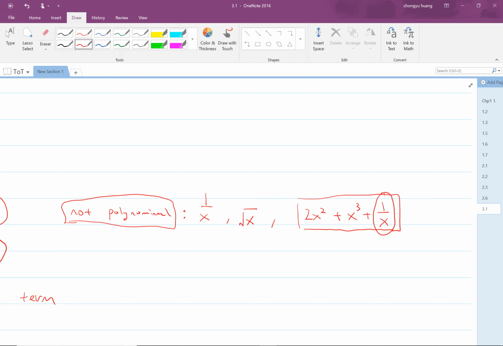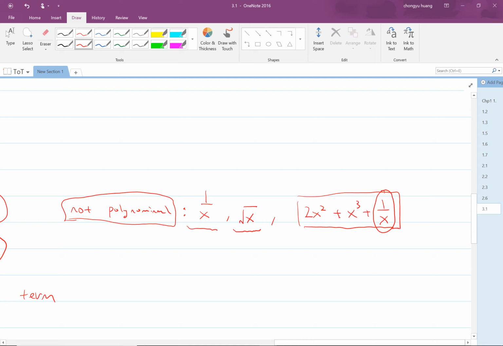You guys get it, right? If a term like that is involved in the terms, and terms mean more than one, then it is not a polynomial, no matter what. So if you see any of those in the terms, then it is not a polynomial. Okay, so keep that in mind.